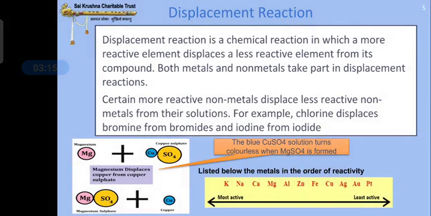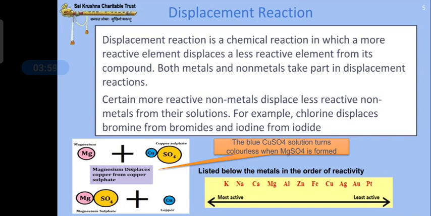Next comes the displacement reaction. Displacement means to move, to change. A displacement reaction is a chemical reaction in which a more reactive element displaces a less reactive element from its compound. Whichever metal or non-metal is more reactive displaces the less reactive one, which means it comes and sits in that less reactive place. Both metals and non-metals take part in displacement reactions.